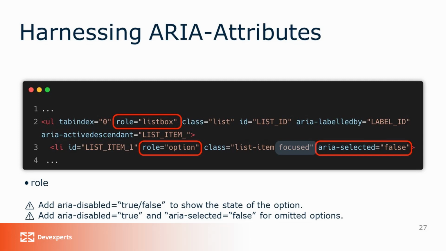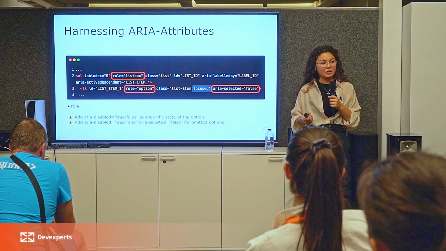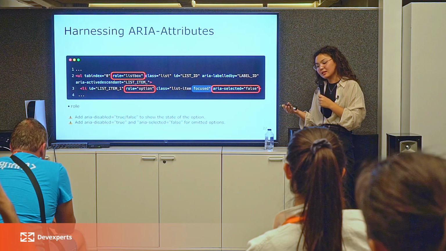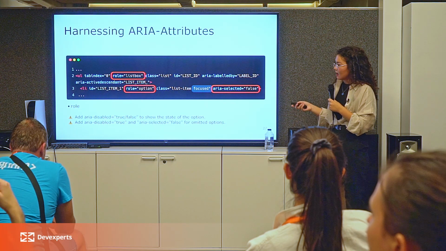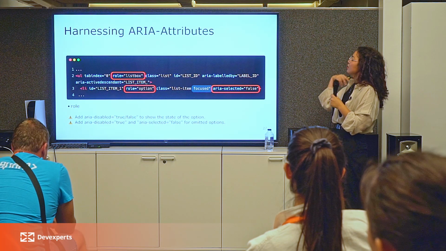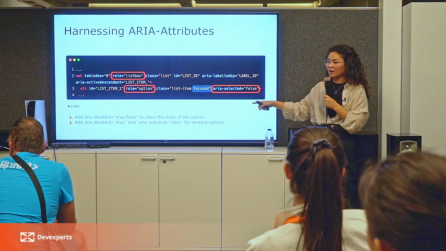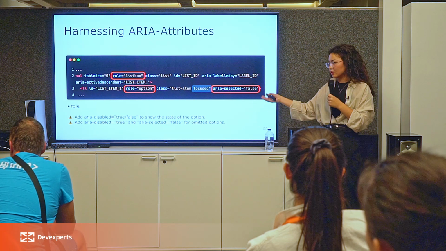Okay, now that we focused on the list, we know the description. What kind of list is this? Is it just a list with listed items? Is it a menu? Is it a tab list, right? In our case, it will be a list box with options, because we can interact with that, we can select the colors. And as we can select the colors, we are setting an attribute called ARIA-selected. That can be false or true or undefined.